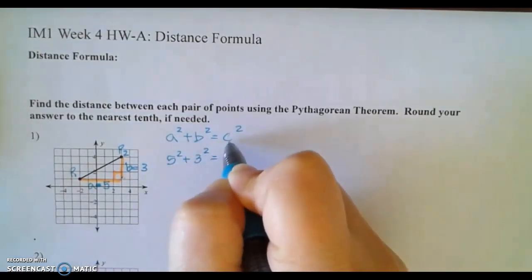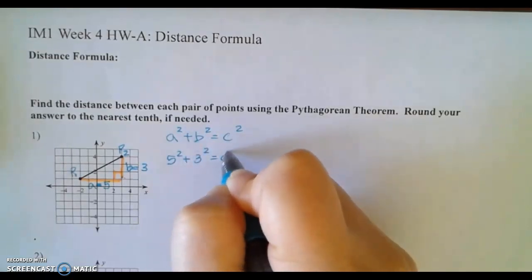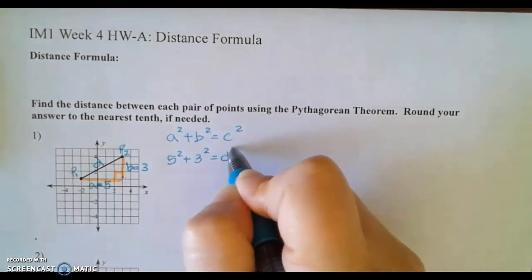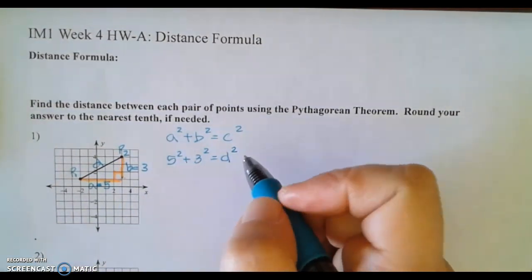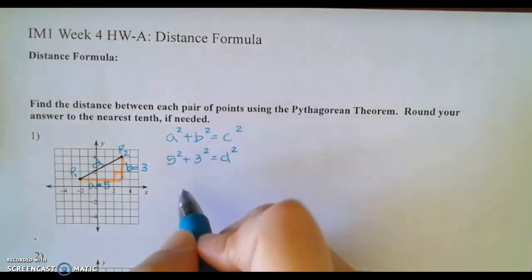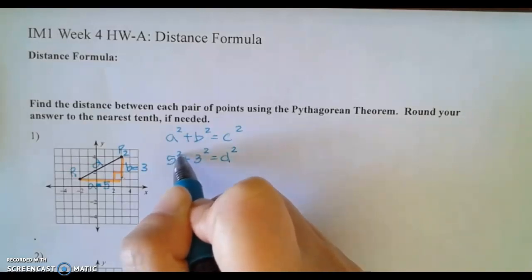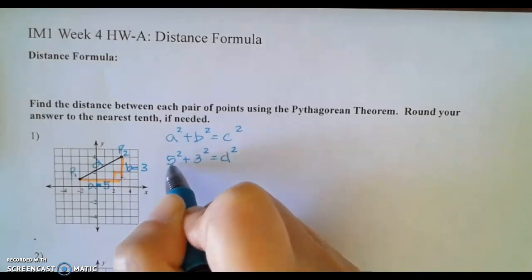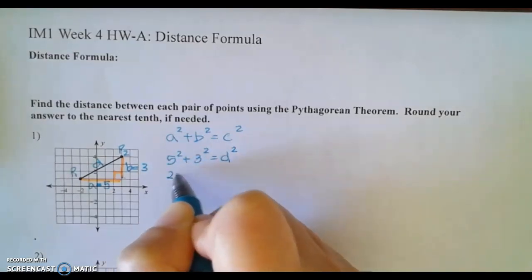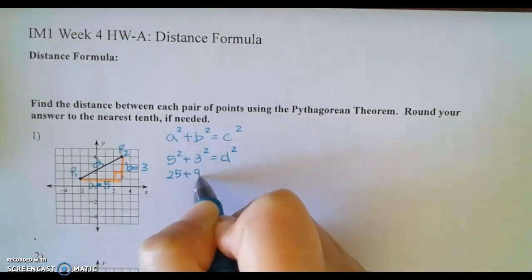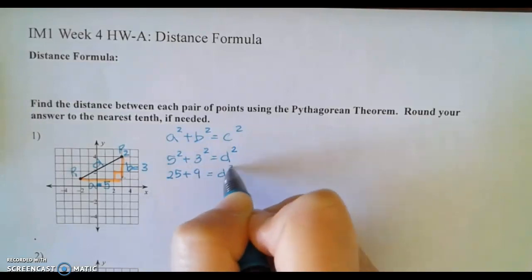And instead of writing c, I am going to write d, because that's what I'm going to call the distance we're looking for. That's going to be d squared. So from here, I can simplify this. What is 5 squared? Is that 5 times 2? No, this is 5 multiplied by itself 2 times. So it's 5 times 5, which is 25. What's 3 squared? 3 times 3 is 9, equal to d squared.